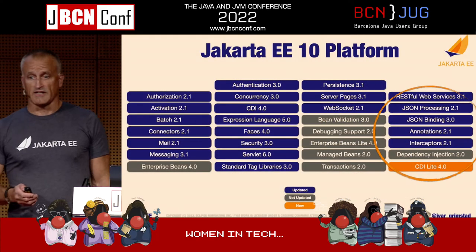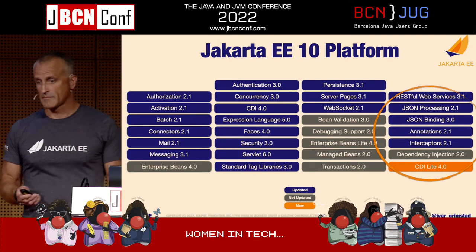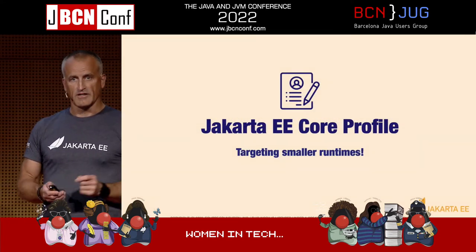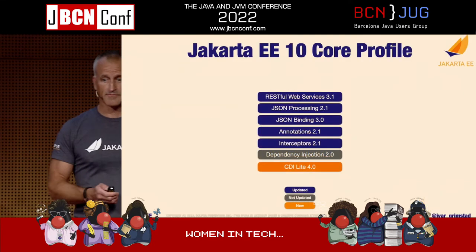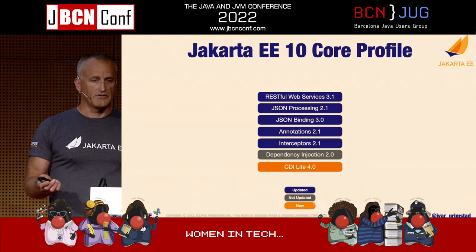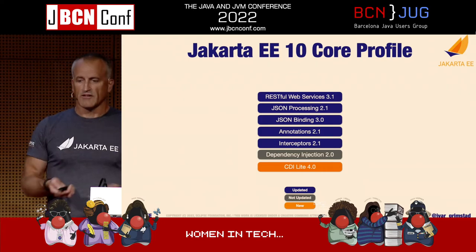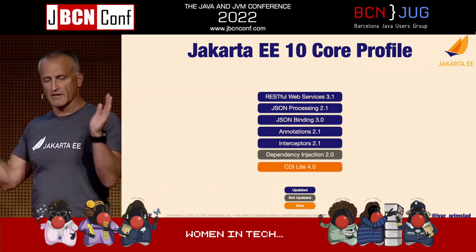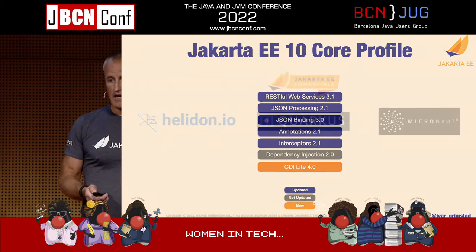The next I'm going to look at is actually the entire core profile. And core profile is targeting smaller runtimes. And with smaller runtimes, we mean runtimes that don't have to implement more specification than the ones I'm showing here. So it's a kind of a minimum of specifications.